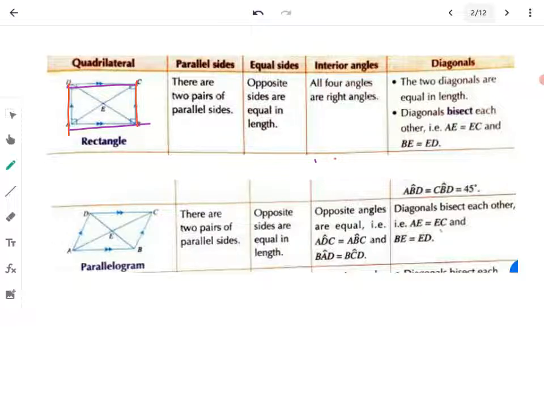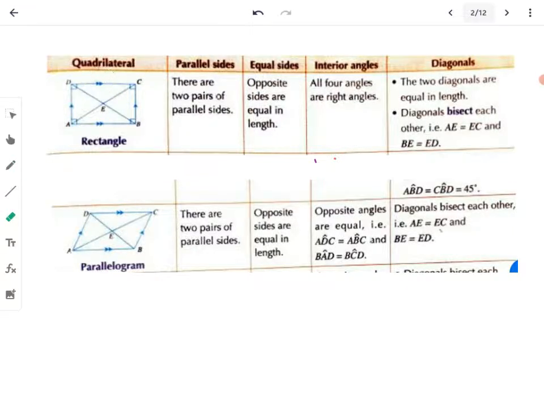In terms of equal sides, in a rectangle, opposite sides are equal in length. So in this case, we have AB equal to CD and AD equal to BC. The sides marked in purple are equal, and the sides marked in red are also equal. Then in terms of interior angles, a rectangle has all four angles which are right angles. So this angle here is 90 degrees, this angle here is 90 degrees, this angle here is 90 degrees, and this angle here is 90 degrees.